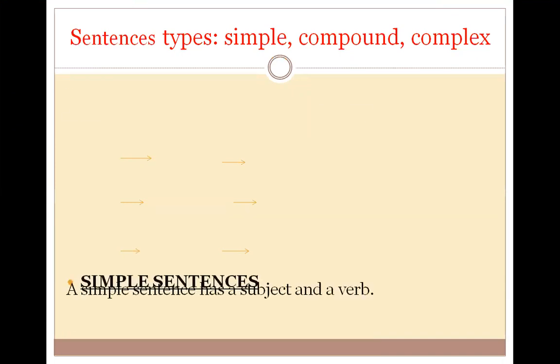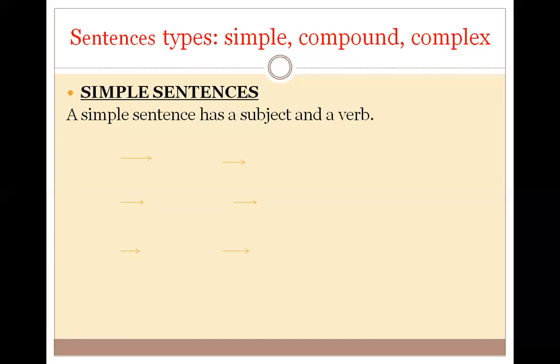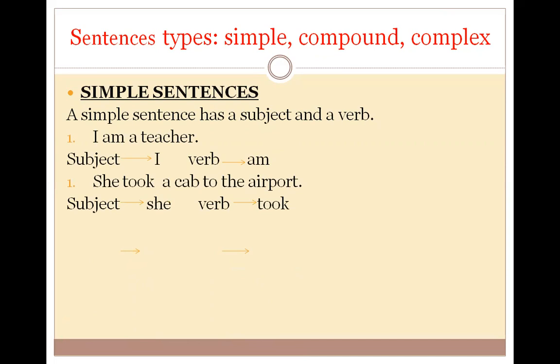The first one we are going to go with is the simple sentence. A simple sentence has a subject and a verb. Like, I am a teacher: subject I, verb am. In the same sense, she took a cab to the airport. Now over here, she is the subject and took is the verb.